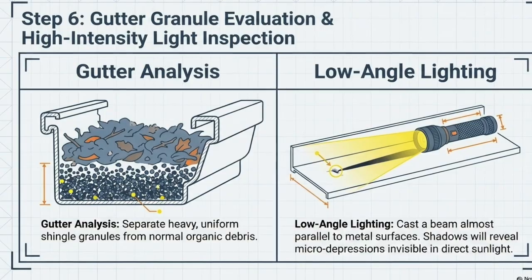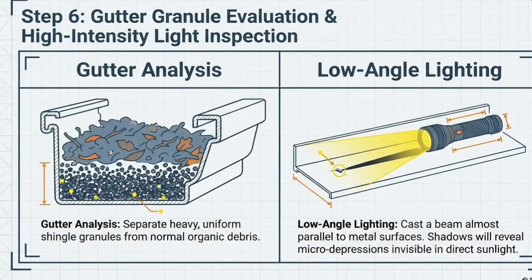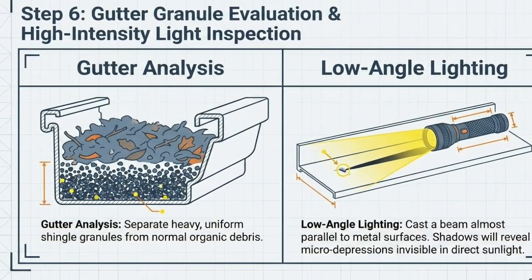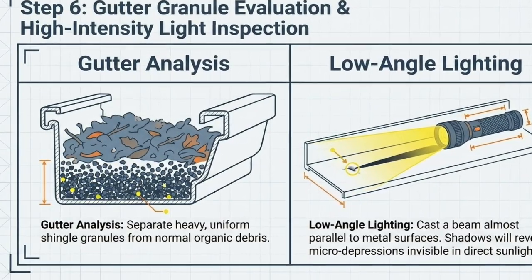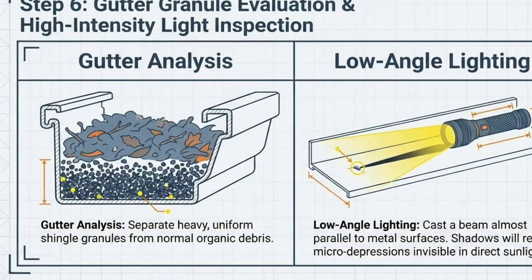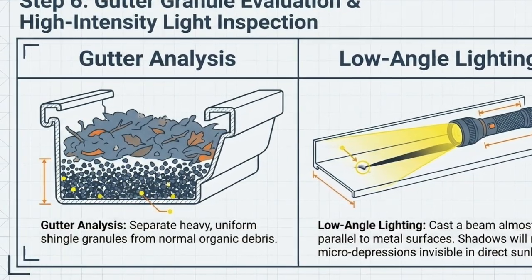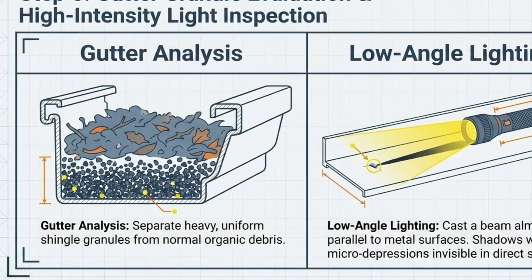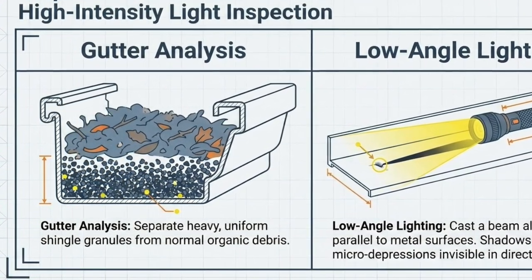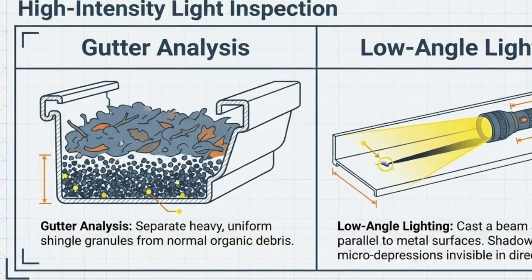The framework describes the inspector literally reaching into the gutters, putting their hand into the muck to evaluate the debris. It is entirely necessary. You have to physically feel the debris to distinguish what it is. Because it's a mess in there. Right. You are feeling for gritty, uniform, sand-like asphalt granules, separating them from the soft organic debris like pollen, dirt, or decaying leaves.